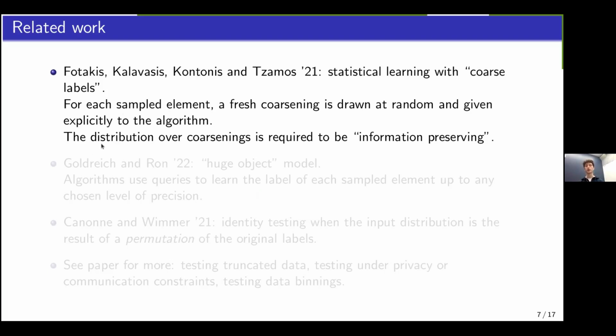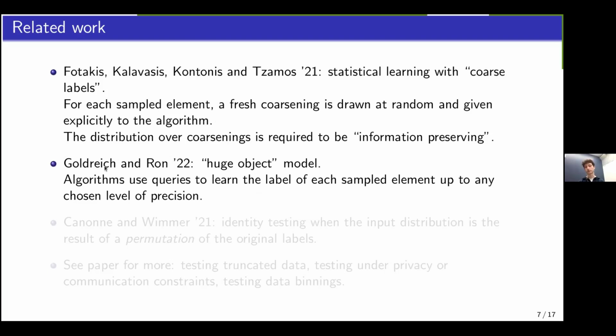Then they require that the distribution over these coarsenings or partitions is what they call information preserving, which is some sort of statistical or information theoretic requirement. The difference to our motivation is that here a fresh coarsening is drawn for each sample element, but for the question that we're interested in, we assume that we only have one collector, not many collectors. And if our collector is unable to distinguish some elements, then they're always going to make that mistake no matter how many samples I draw. Also, we're not going to have explicit access to this coarsening. We will need to discover the mistakes by ourselves as we perform the testing task.